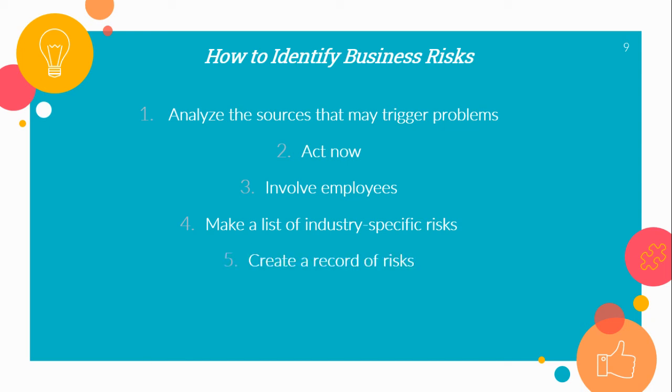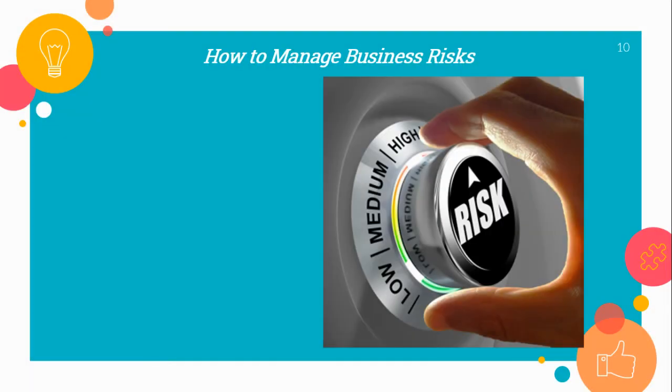Next is create a record of risks. Sometimes the same risks arise over and over. By creating a record of all the risks experienced by the company since it started, management will be able to do a regular review of past events in order to detect patterns that may better prepare the company for future risks.